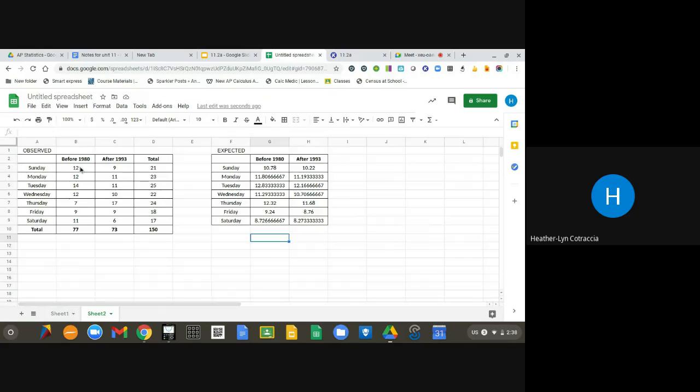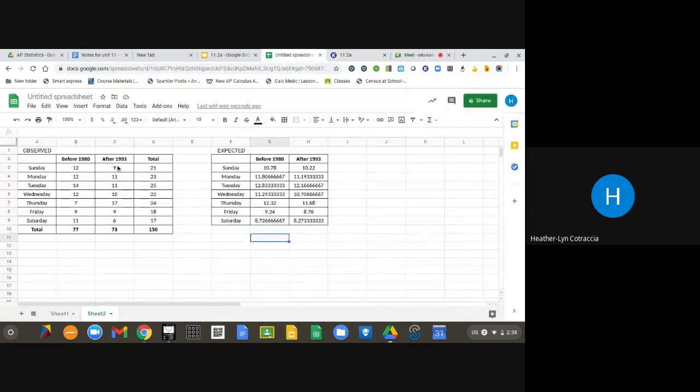So Sunday before 1980 to Sunday before 1980. I did 12 minus 10.78, and then I squared that, and then I divided it by 10.78, which is my expected. And then I did that again. So then I went over here and I said, okay, now let's go to this one. So 9 and 10.22. I did 9 minus 10.22 squared, and then divided that by the 10.22.